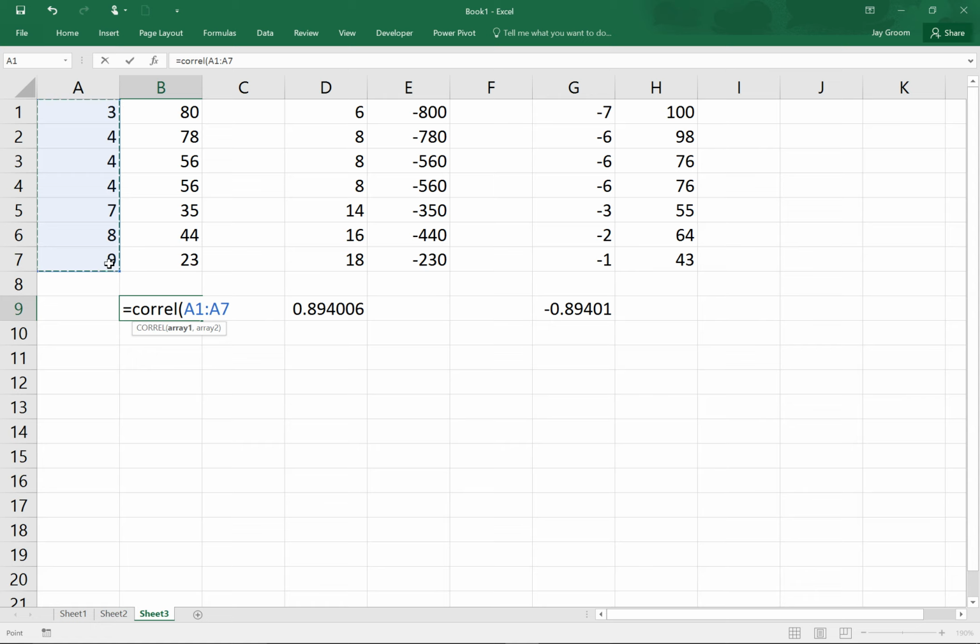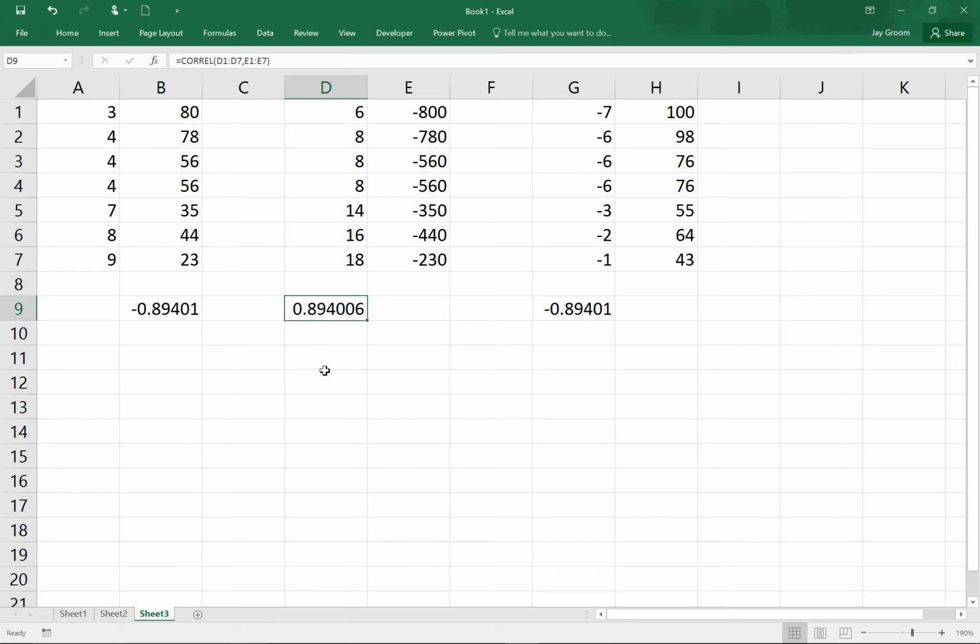So remember, in the first set we had a negative correlation. Here we had a negative correlation. Notice that in both cases, our x's are getting bigger and our y's are getting smaller. That's why it's a negative 0.8941. Here, my x's are getting bigger, and my y's are also getting bigger. That's why it's positive.